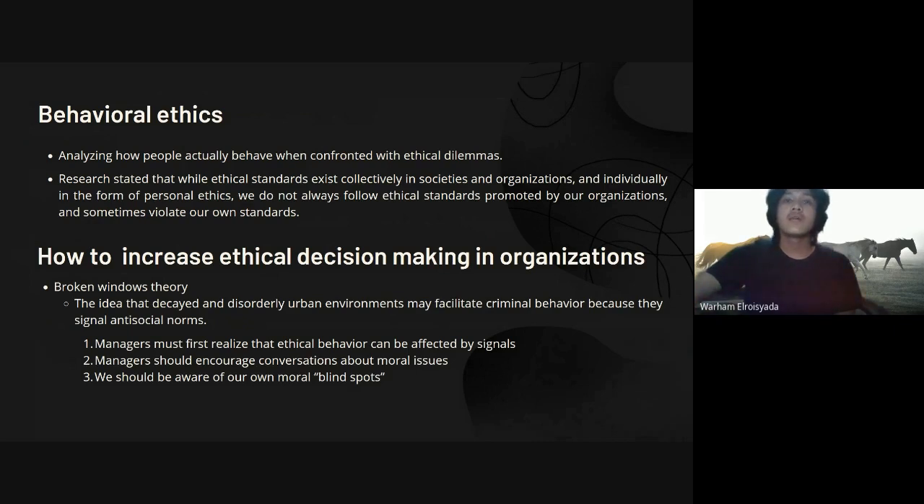Basically, there's a story called the Broken Windows Theory. The idea is that decayed and disorderly urban environments may facilitate criminal behavior because they signal antisocial norms. In this, on how to increase ethical decision making in organizations, there are actually three steps that we can follow. The first one is that managers must first analyze that ethical behavior can be affected by signals. Second, managers should encourage conversation about moral issues. And then the third one, we should be aware of our own moral blind spots. Next slide, please.